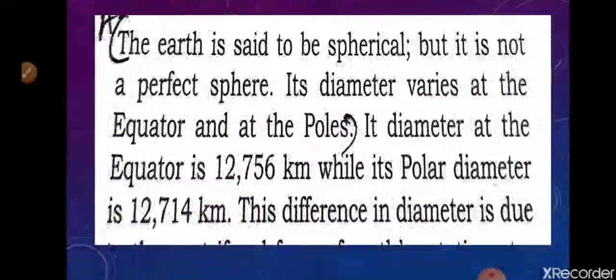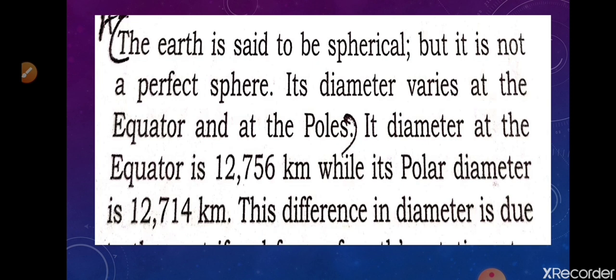Now the next question in your textbook: the earth is not a perfect sphere. The answer is here: earth is said to be spherical, but it is not a perfect sphere. Its diameter varies from the equator to the poles. Its diameter at the equator is 12,756 kilometer, while at the poles it is 12,714 kilometer. So that's all for this answer.